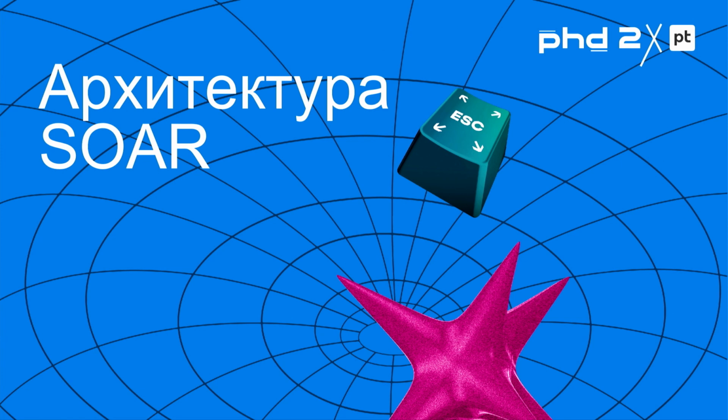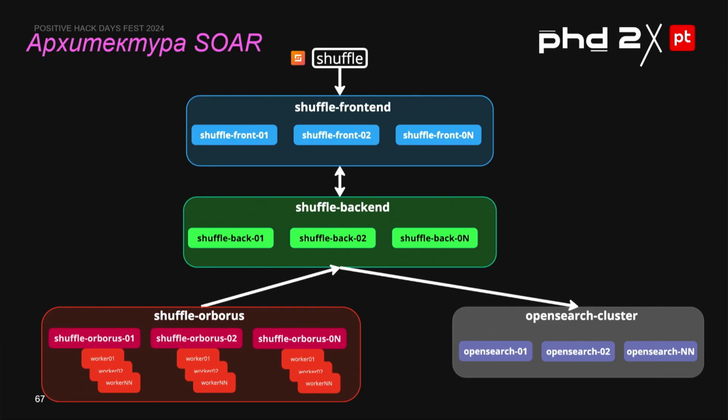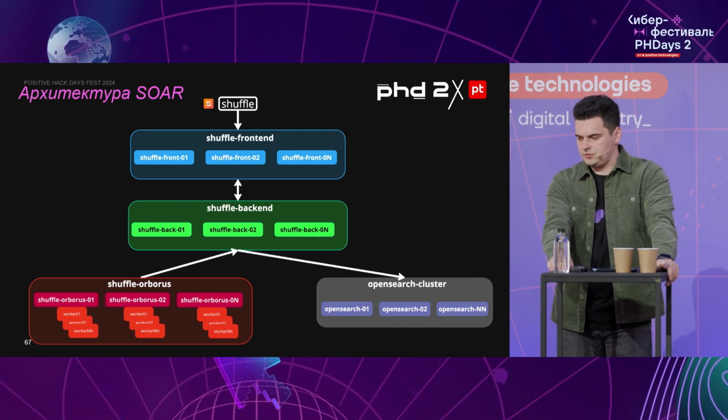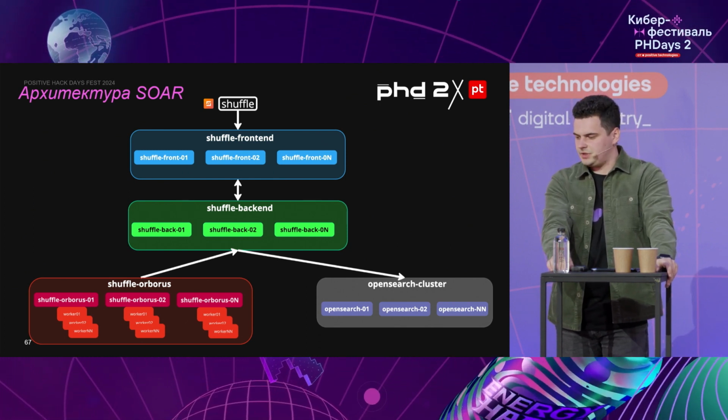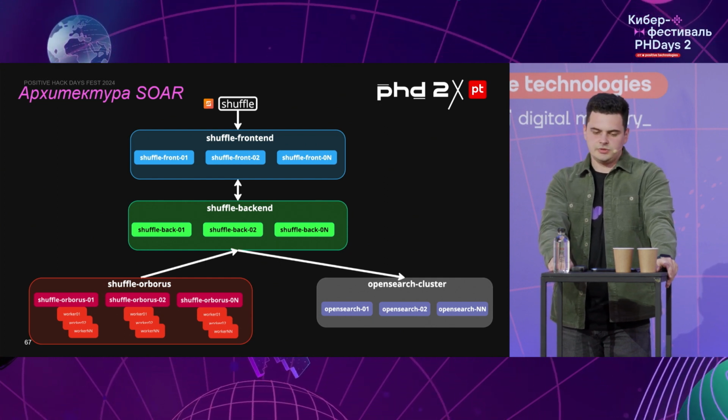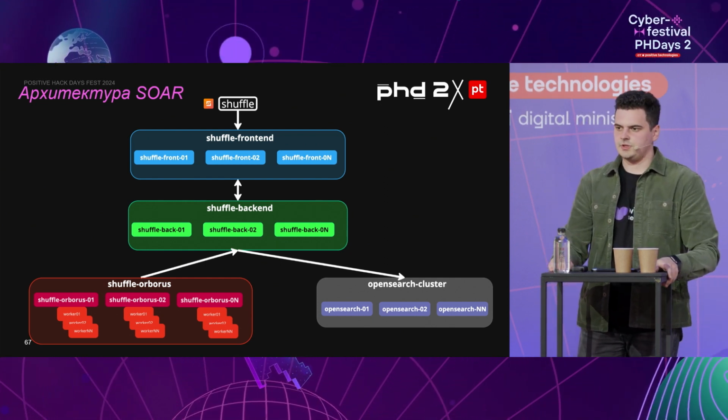Architecture-wise, SOAR and IRP. First, let's look at SOAR. Shuffle consists of four global components: front, back, Orborus, and cluster. OpenSearch is used as a storage, which is good. That is not some relational database.